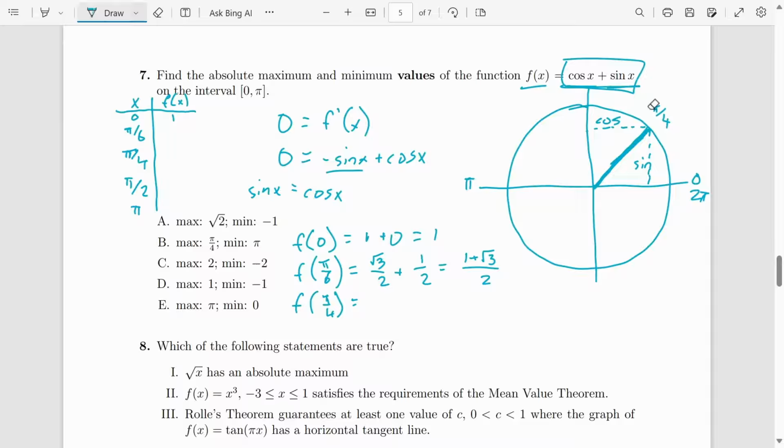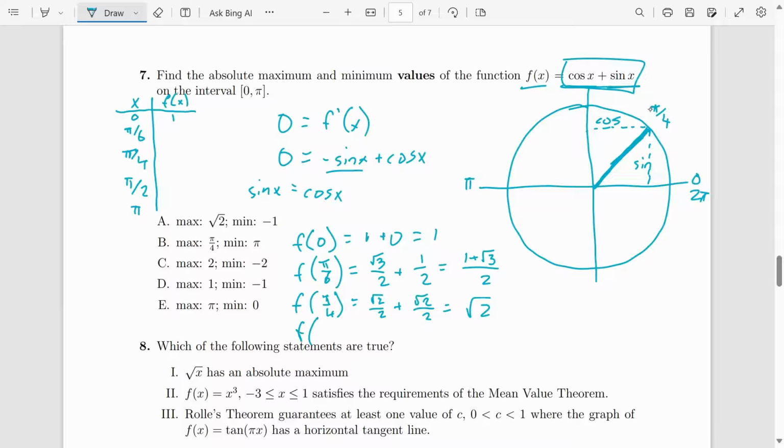So f of pi over 4, this is what we said before. Cosine of pi over 4 is root 2 over 2, and sine of pi over 4 is also root 2 over 2. That's kind of what we proved earlier with the unit circle. Pi over 4 is one of the only angles that makes sine and cosine equal to each other. And this is going to equal root 2 over 2 plus root 2 over 2, in other words, root 2.